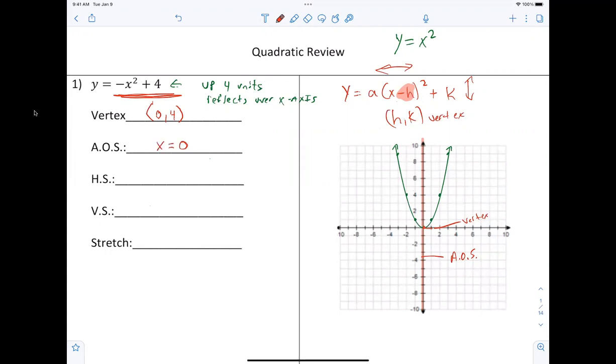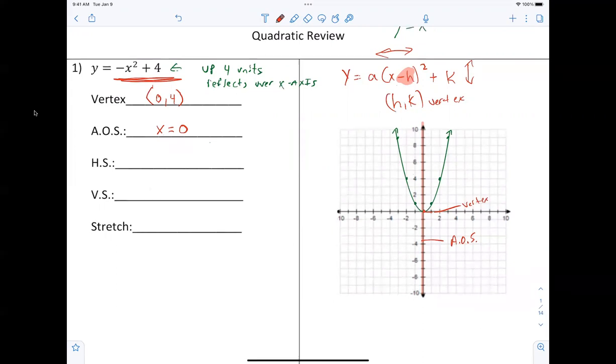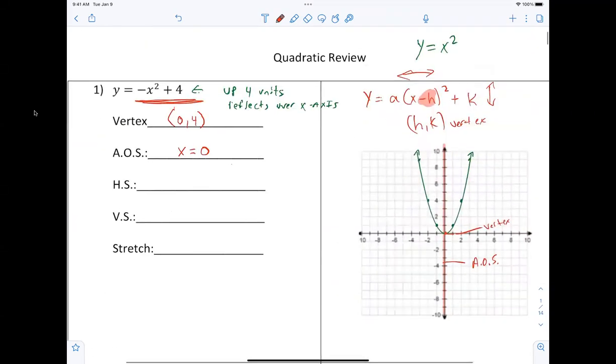Is there a horizontal shift? That's what HS stands for, horizontal shift. Is there a horizontal shift? No, so there's none. Is there a vertical shift? You say what? Up 4. And then is there a stretch? There's no stretch because a is 1, or in this case, -1. Is everybody good with that? I'm going to talk more about stretch in a minute. We'll review that on the next piece, I think.